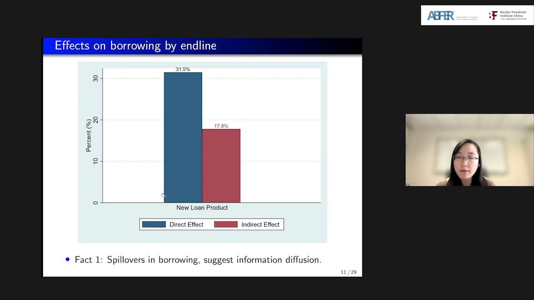And then when we compare the control firms in the pure control markets versus control firms in the treated markets, we see that if you have some peer firms that got treated, even if you yourself did not receive the information, you are about 17.8 percentage points more likely to get the loan compared with firms in pure control markets where nobody got treated. So this might suggest that there can be information diffusion from treated firms to control firms among the treated markets.